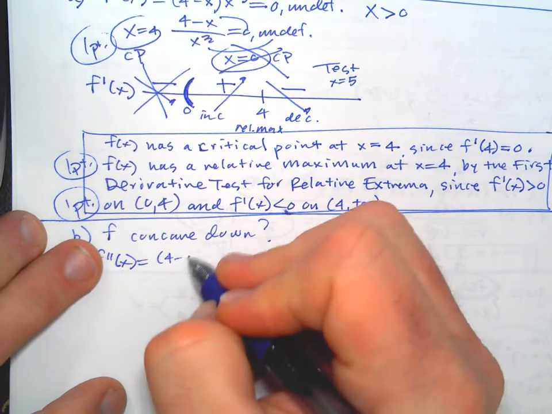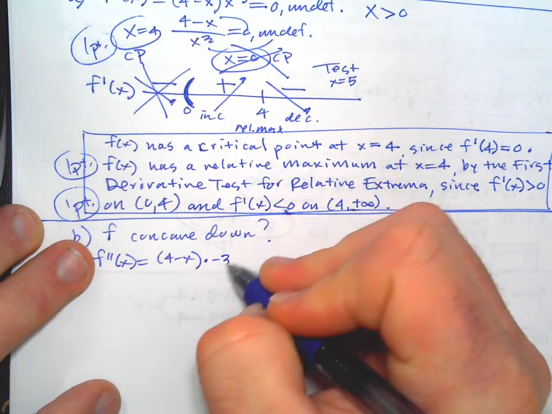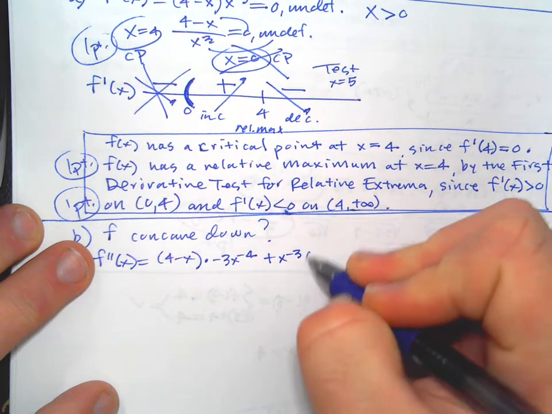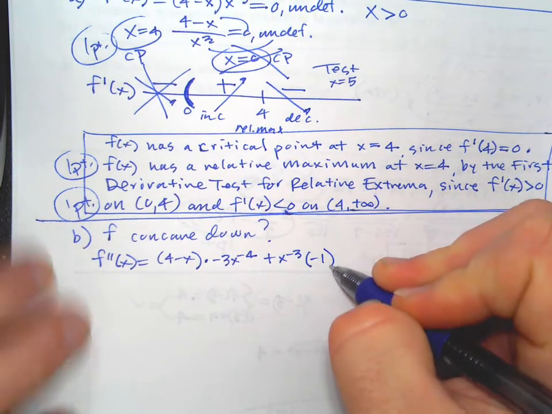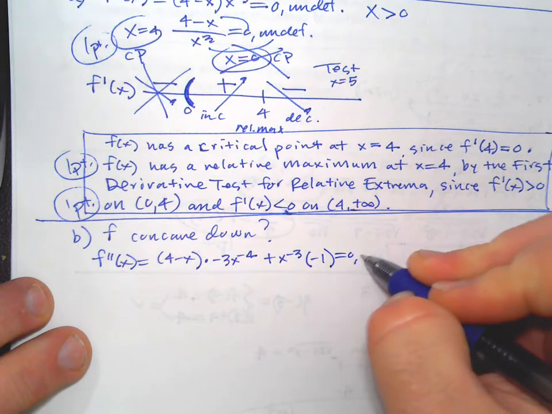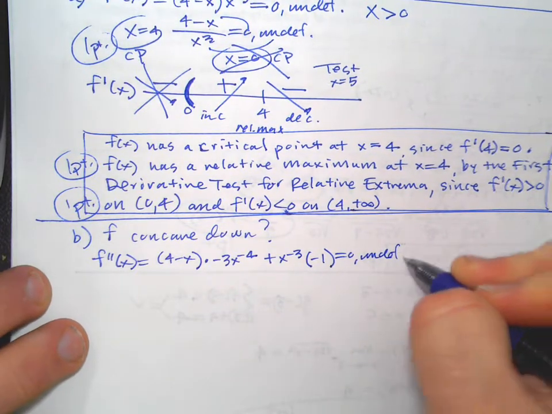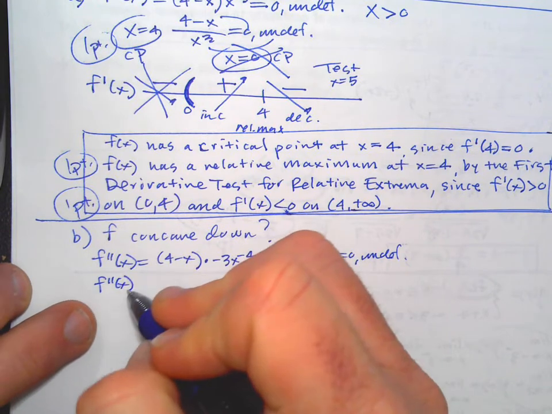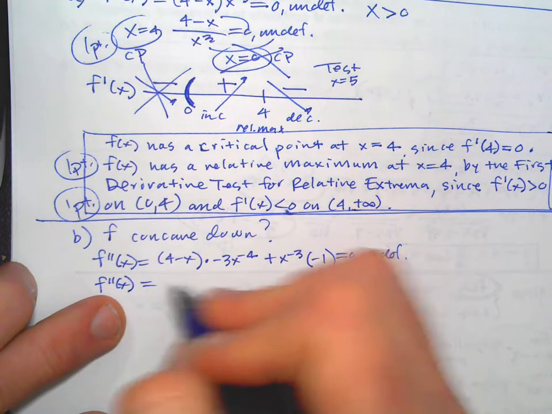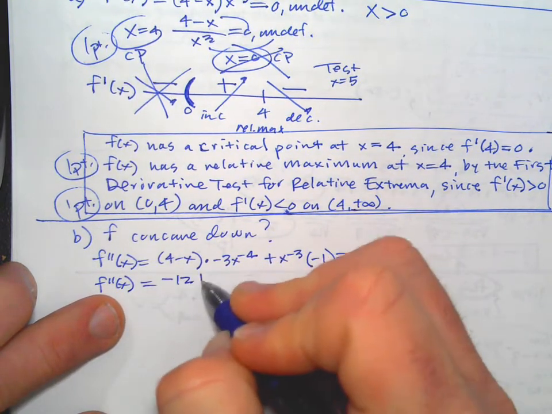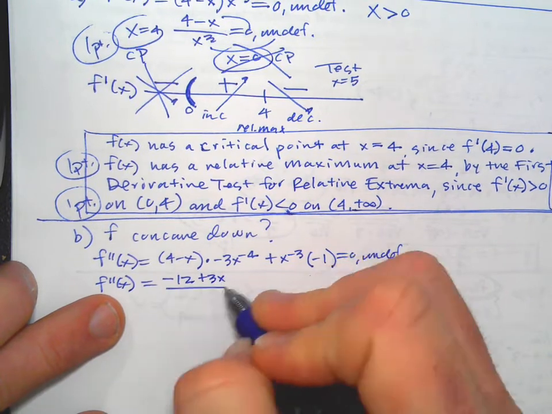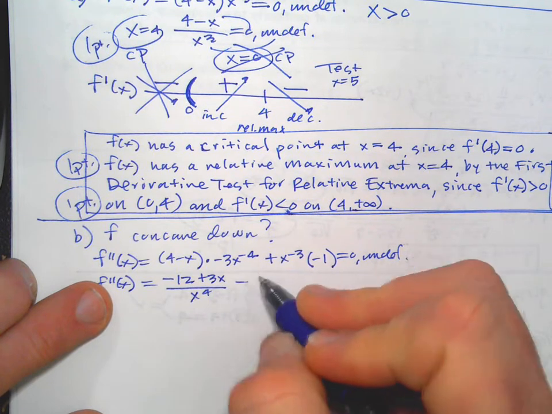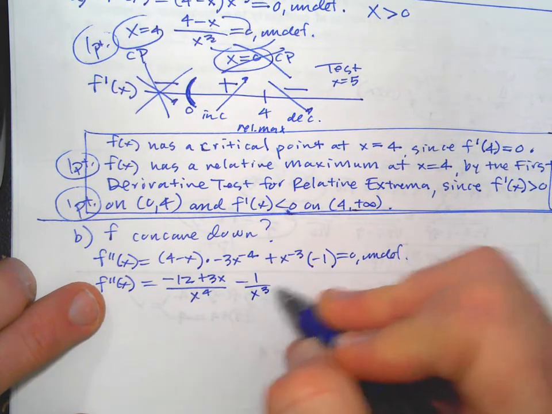4 minus x times the derivative, which is going to be negative 3x to the negative 4, plus x to the negative 3. So the derivative of that is going to be negative 1. I'm going to set it equal to 0 or undefined to find potential inflection points. Now, I'm going to rewrite this. This is going to be negative 12 plus 3x over x to the fourth. The negative 3 doesn't end up in the denominator. Minus 1 over x cubed.